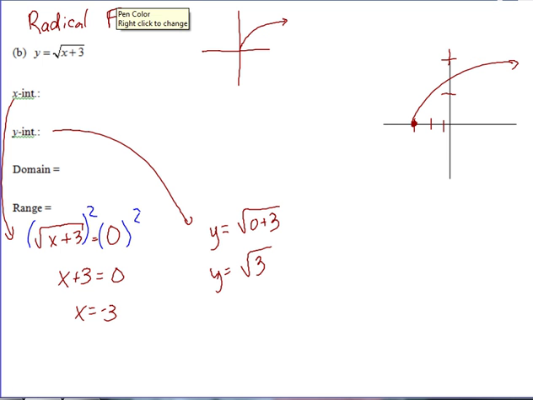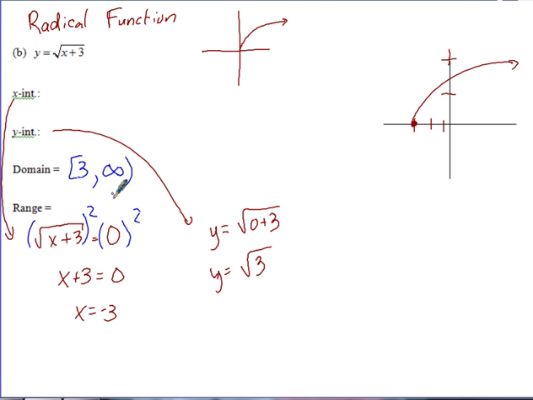What's my domain going to be? All the possible x's. Well, look, I know they're not supposed to be negative, but look at where my graph is. What's the furthest left it goes? And what's the farthest right it goes? So then how could I write that? How could I write from -3 to infinity? He said bracket -3 to infinity.